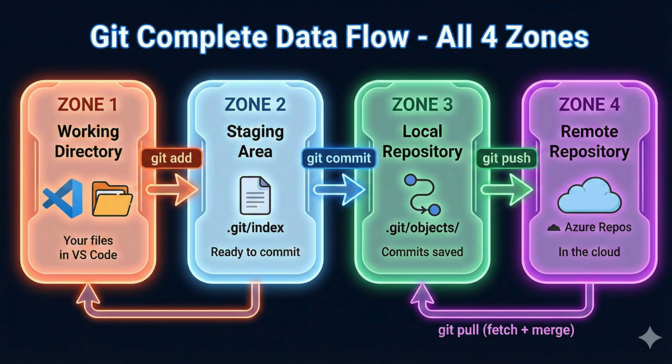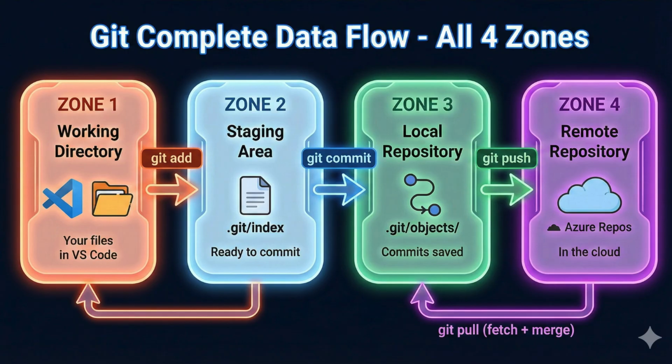Zone 1. Working directory. Literally your files. What you see in VS Code. The code you're typing right now. Super simple. Zone 2. Staging area. Okay, this one's weird. Think of it like packing a suitcase. You're deciding what goes in, but you haven't left yet.